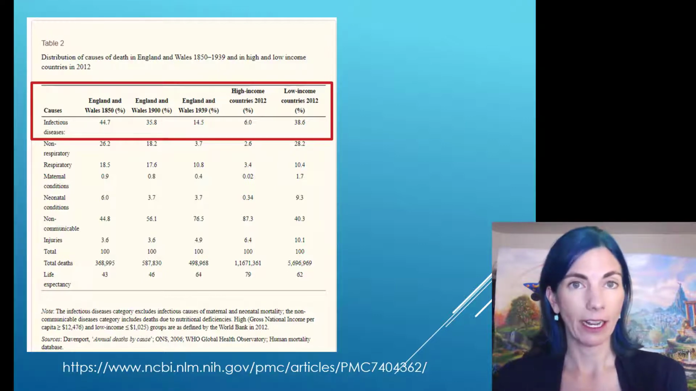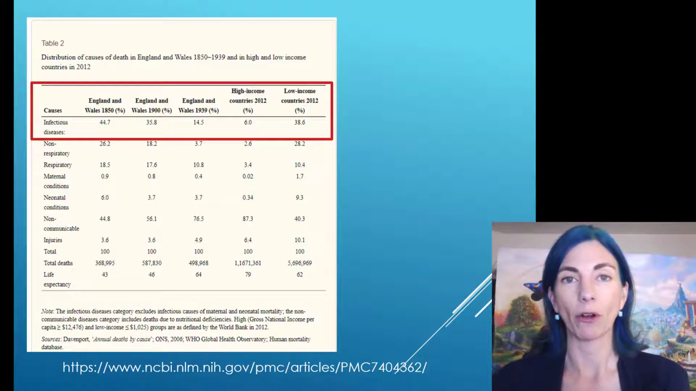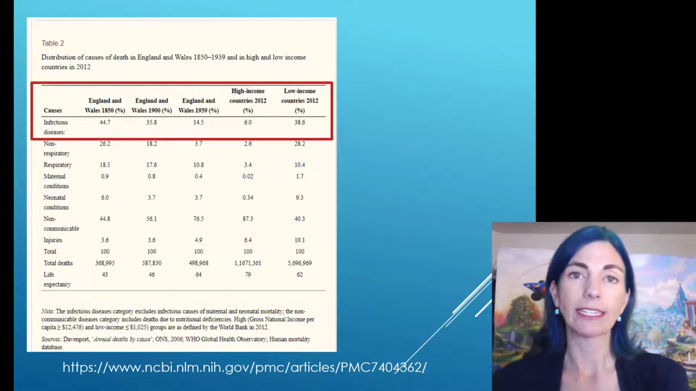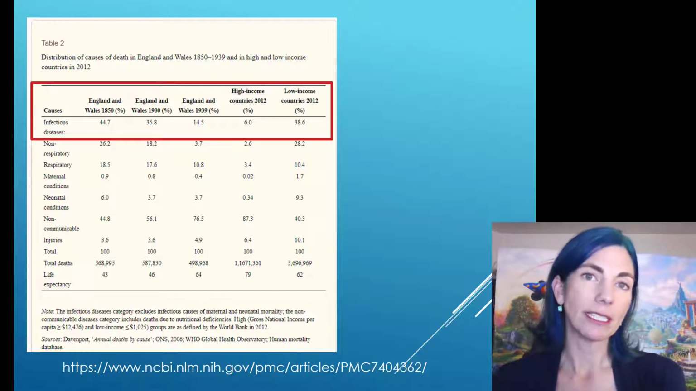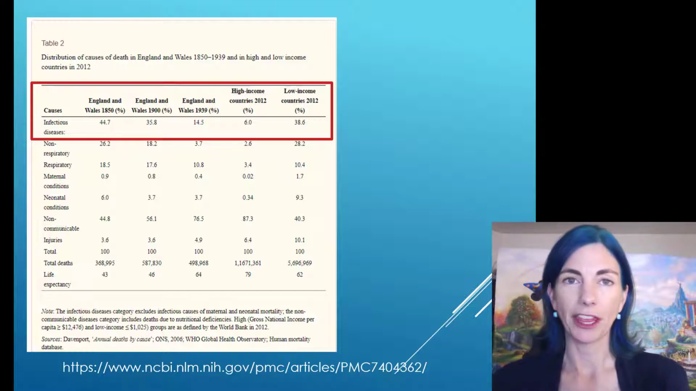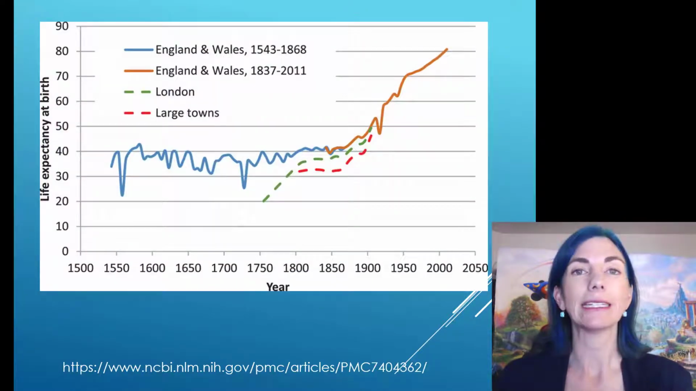Whereas in poverty-stricken countries, ones that don't have great access to medical care, infectious disease is still a prevalent cause of death. Now, the more common infectious disease is as your cause of death, the lower the life expectancy for the general population is going to be. And we see that in this chart.